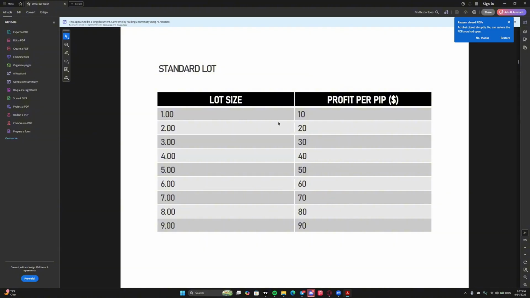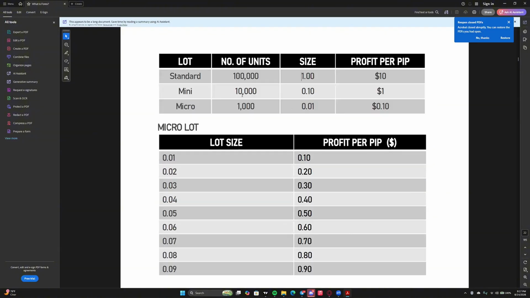So now let's go back to this lot size thing. For one standard lot, if the market moves one pip, that basically means the market moves one step. You understand? When the market moves one pip, or one step, either in your favor or against you, you'll be making or losing $10.